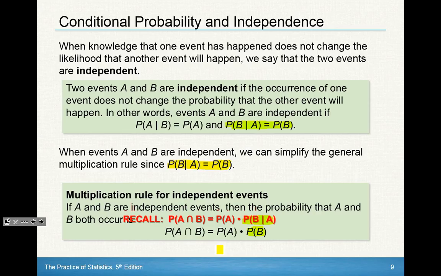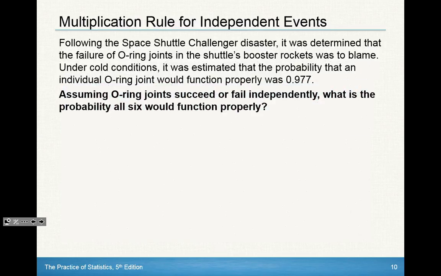So if A and B are independent events, then the probability that A and B both occur is equal to the probability of A times the probability of B. Following the Space Shuttle Challenger disaster, it was determined that the failure of O-ring joints in the shuttle's booster rockets was to blame. Under cold conditions, it was estimated that the probability that an individual O-ring joint would function properly was 0.977. Assuming O-ring joints succeed or fail independently, what is the probability all 6 would function properly?